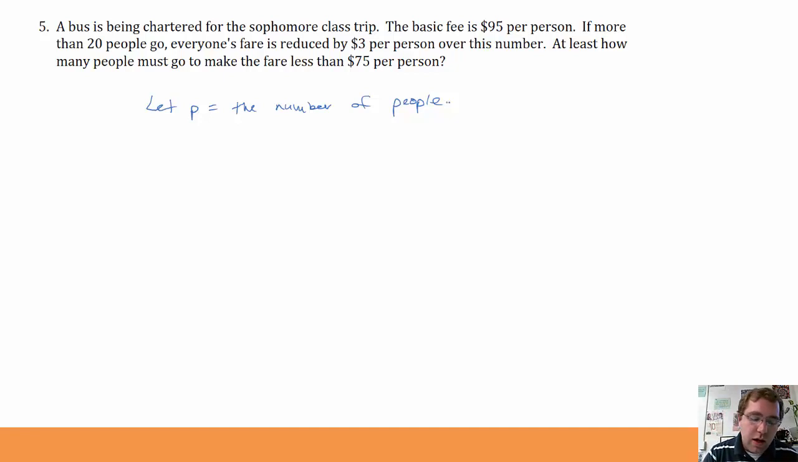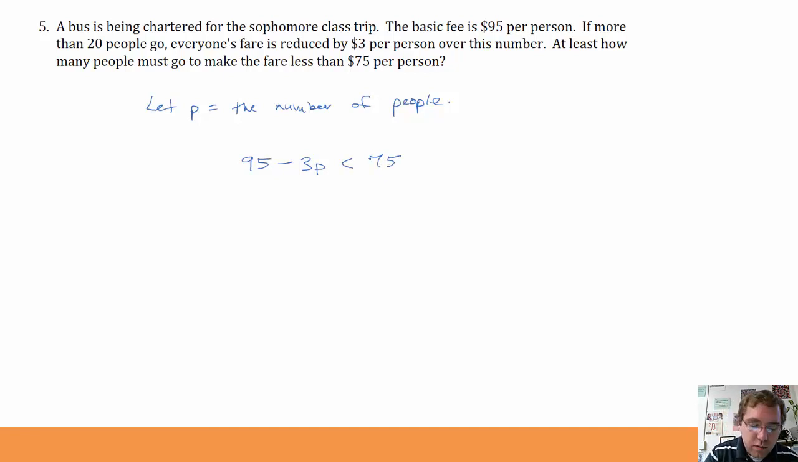So if 21 people go, it's going to cost 95 minus 3, which is 92. If 22 people go, it's going to cost 95 minus 6, which is 89. So what you're doing each time is taking the 95 and subtracting off from it 3 times the number of people over 20. So 95 minus 3P, as long as P is greater than 20. That's how much it would cost per person. We want that to be less than 75.